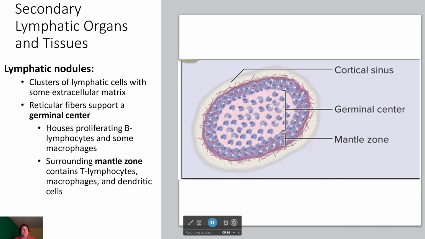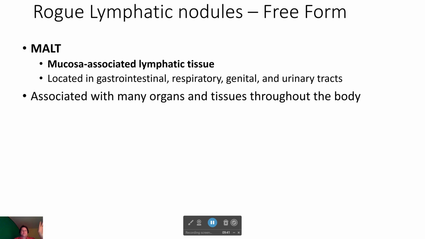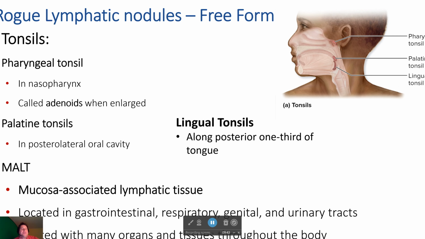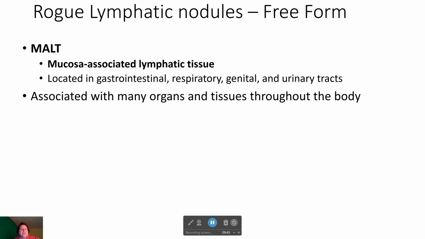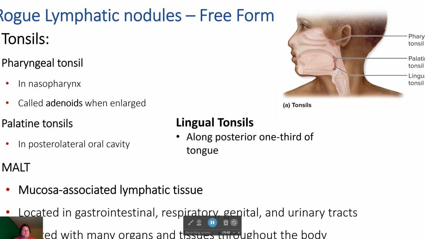So these are lymphatic tissues, or lymphoid tissues, and they're just nodules placed throughout the body. There are certain spaces where you always find them, especially in the gastrointestinal, respiratory, genital, and urinary tracts. I call them rogue lymphatic nodules, sort of free form. These little balls of B cells and T cells get to just hang out in all different parts of the body.